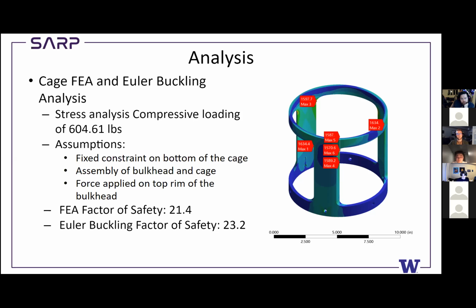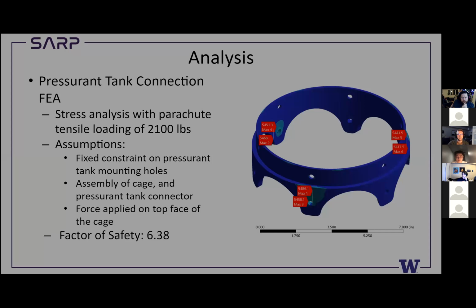Stress analysis on here was used with compressive loading of 604 pounds from the acceleration of the weight of the rocket. Assumptions here: we had a fixed constraint on the bottom of the cage. The assembly was the bulkhead and the cage together, fixed together at the weld face. The force was applied at the top of the bulkhead, to emulate the pressure of the rocket coming down on it. The FEA factor of safety came out to 21.4, and the Euler buckling factor of safety came out to 23.2. So we're well within our range, and it looks good.